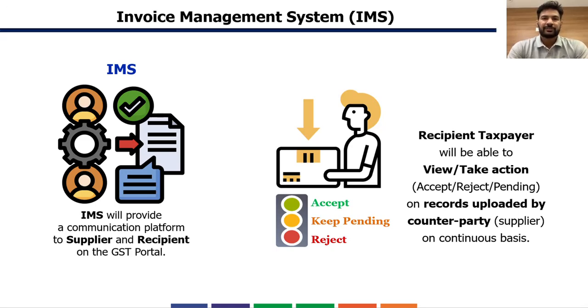Why is IMS required? There can be certain scenarios where the taxpayer is not sure about the eligibility of ITC, or the ITC is eligible at some later point of time but not eligible as of now. In the GST system there is no facility to keep those invoices pending and to reject any records that are wrongly uploaded by the supplier and do not belong to the recipient, or belong to the recipient but have certain kinds of errors. So the recipient taxpayers can take actions on those records and can finalize their GSTR-2B accordingly.